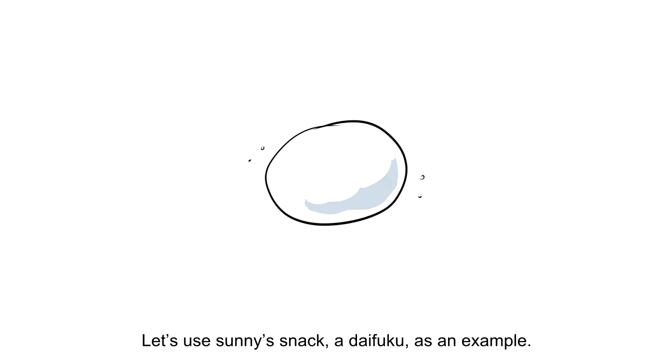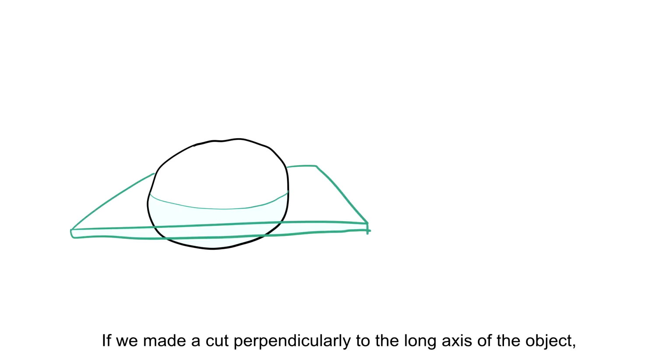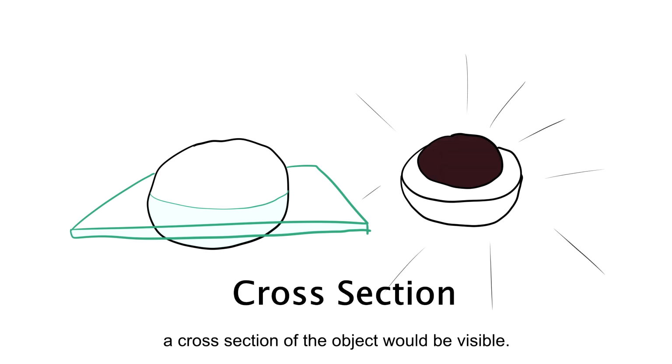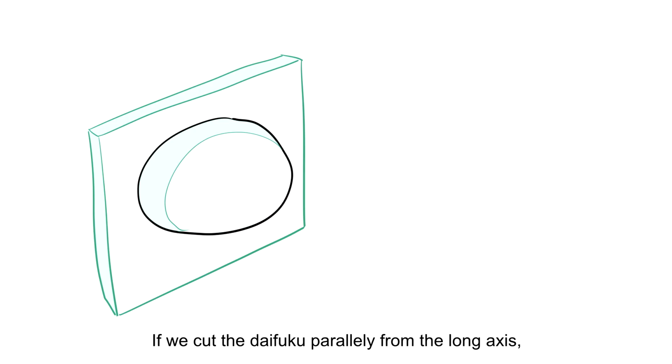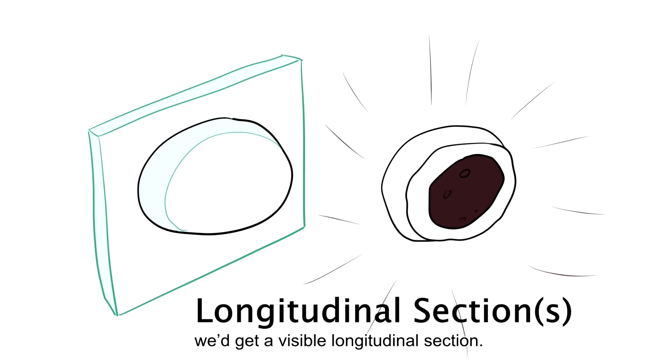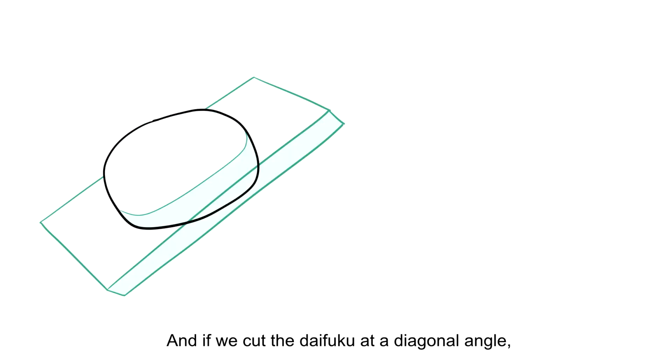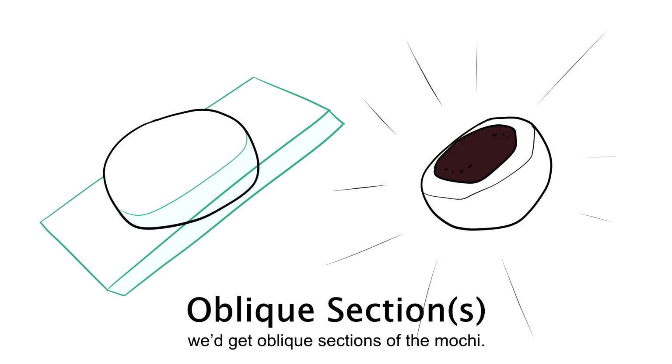There are also terms for cuts made along smaller things, such as organs or parts of tissue. Let's use Sunny's snack, a daifuku, as an example. If we made a cut perpendicularly to the long axis of the object, a cross-section of the object would be visible. If we cut the daifuku parallelly from the long axis, we'd get a visible longitudinal section. And if we cut the daifuku at a diagonal angle, we'd get oblique sections of the mochi.